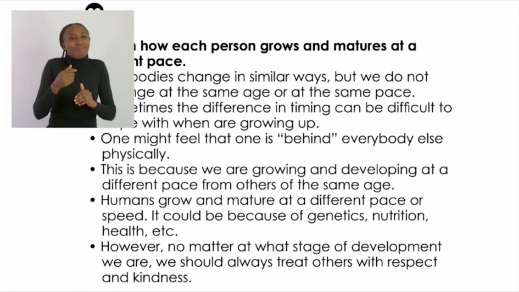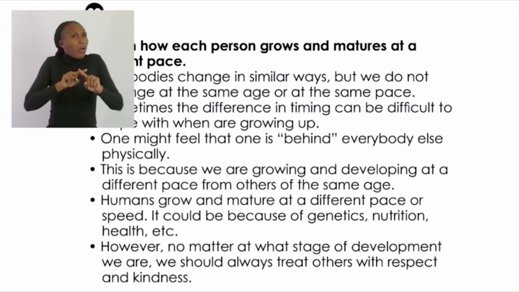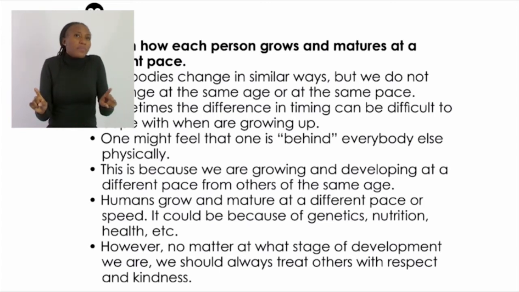This happens because we grow and develop at a different pace from others of the same age. If you look at your class, you look at your friends. If you ask how old everybody in your class is, you realize that some people have the same age as you, some are even looking bigger, some are even looking younger than you while they're sharing the same age. It's just because everybody is unique in his or her own way. We continue. Humans grow and mature at a different pace or speed. We have just explained that.